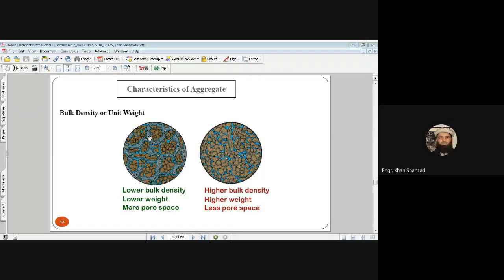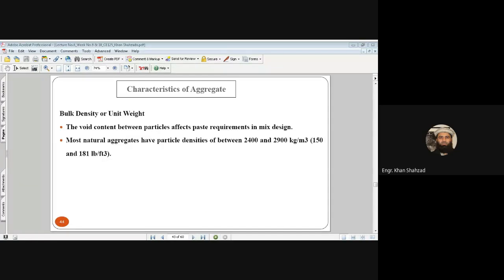You are right. Here you can see, beta, lower the bulk density means lower the weight. Lower the weight means more are the pore spaces inside this volume. So you can compare these two. Here you can see higher the bulk density means higher is the weight because more of the spaces has been occupied by the materials. There are fewer voids and fewer pore spaces inside this aggregate. So the main thing in which we are interested, we have to avoid the voids or the pores in the concrete. Is it okay?